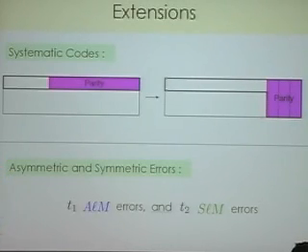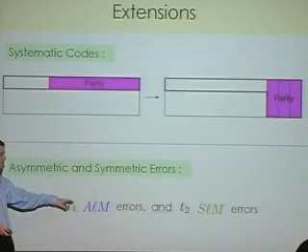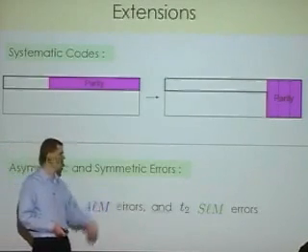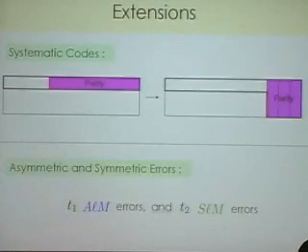And for that, we have a code construction to correct simultaneously asymmetric limited magnitude errors and symmetric limited magnitude errors at the same time, using the same code. So those are two extensions of the code construction that we saw before.